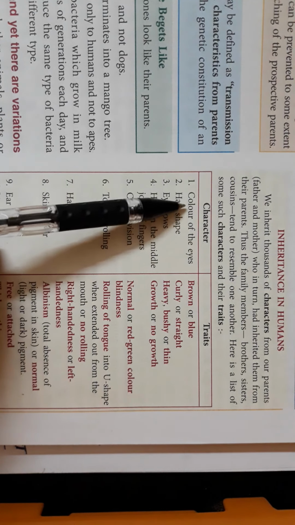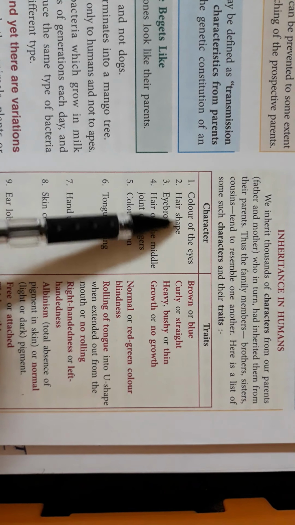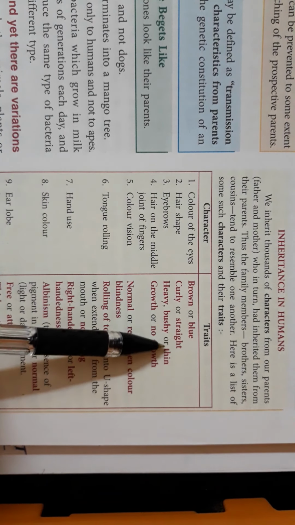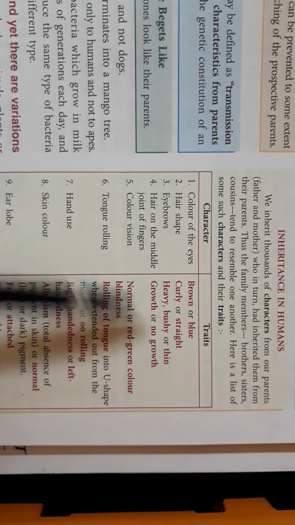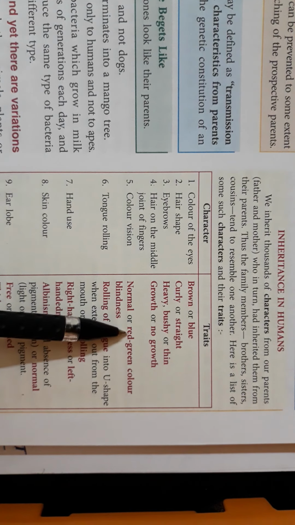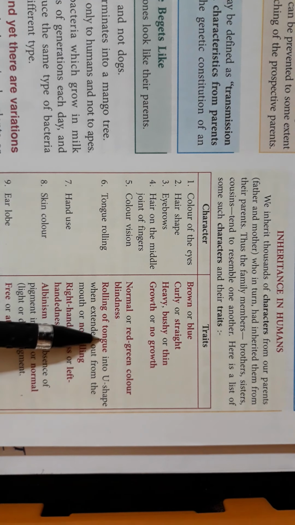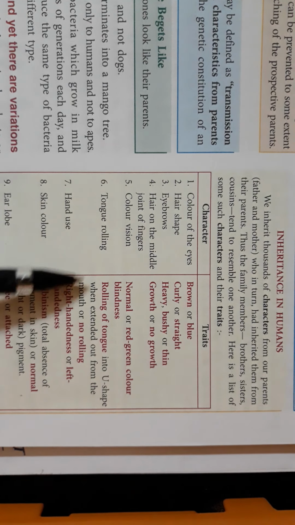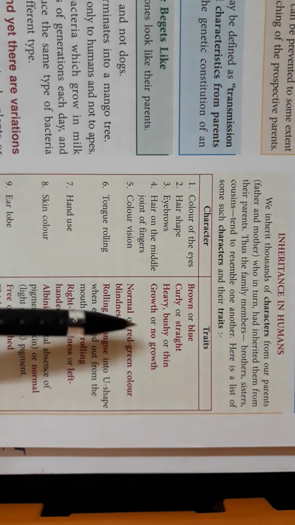The character can be color of the eyes. The trait will be the alternative forms of this character: brown or blue. Then hair shape, the trait can be curly or straight. Eyebrows, heavy, bushy or thin. Hair on the middle joint of fingers, growth or no growth. Color vision, normal or red-green color blindness. Tongue rolling, where the tongue becomes U shaped when extended, rolling or no rolling. Similarly we have a list of characters which have alternative forms, that is traits.